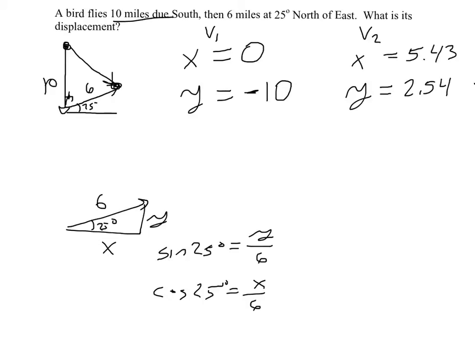And for my x, 6 cosine 25, I get 5.43. And I just want to double check the signs on this. This is going up and to the right, so both of these will be positive. So I just want to double check that because the trig will not tell you the signs. So basically that's V1 and that's V2.